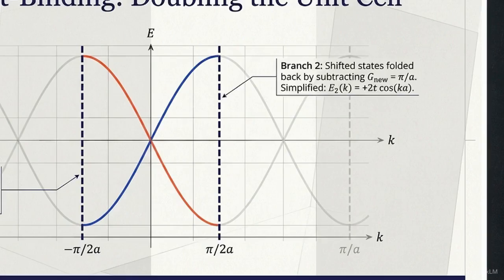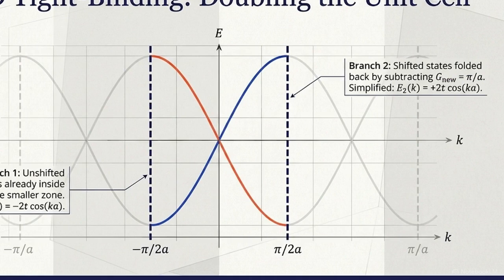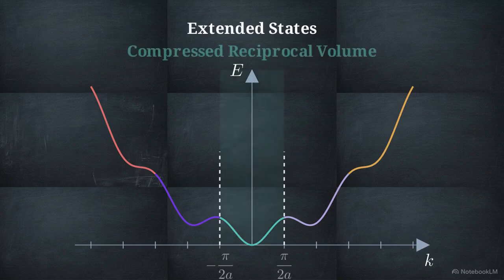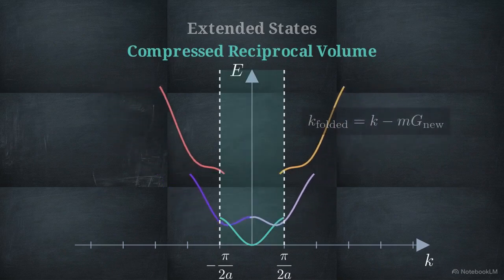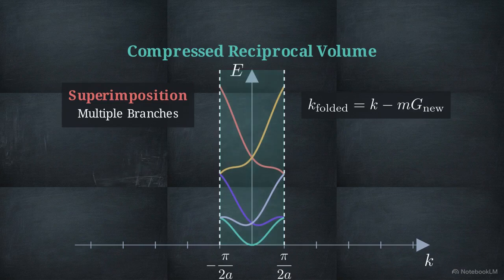The mathematical operation behind this fold involves shifting the original states by subtracting the new reciprocal lattice vector, g nu. This results in the original unshifted band, the blue curve, coexisting with the new folded branch. The two bands cross exactly at the edge of the new boundary. Band folding acts as a superimposition. It is a mathematical relabeling that fits extended states into a compressed reciprocal volume.